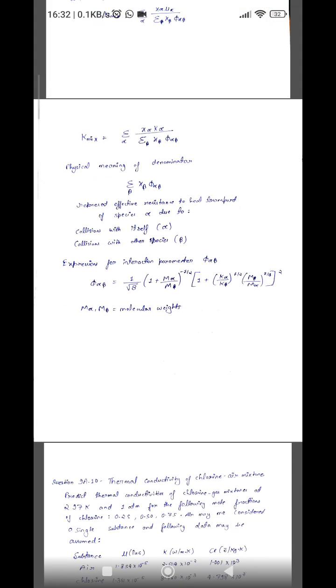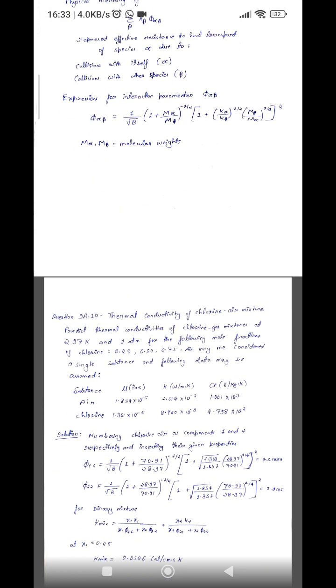So the expression for the interaction parameter phi alpha beta is 1 upon root 8, times (1 plus m alpha upon m beta) to the power minus 1/2, times (1 plus (k alpha upon k beta) to the power 1/2 times (molecular weight of beta upon alpha) to the power 1/4) whole squared. Here m alpha and m beta are the molecular weights of the species alpha and beta, and k alpha and k beta are their thermal conductivities. So this is phi alpha beta.